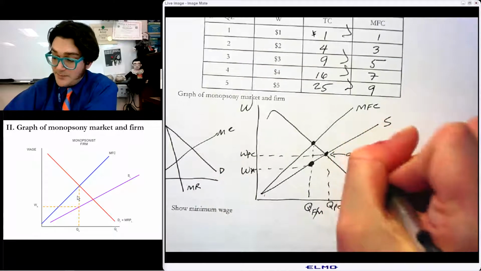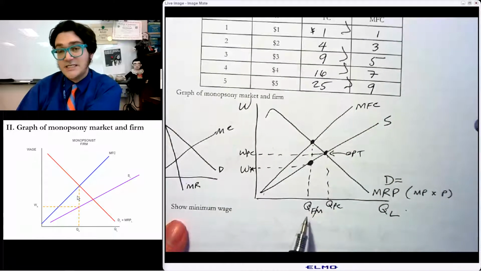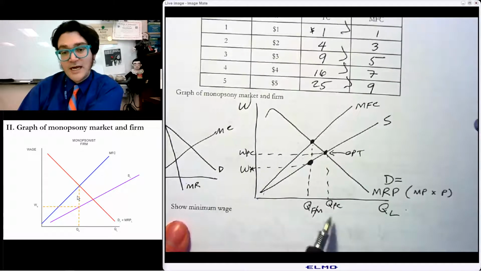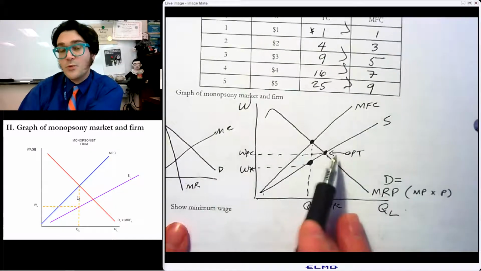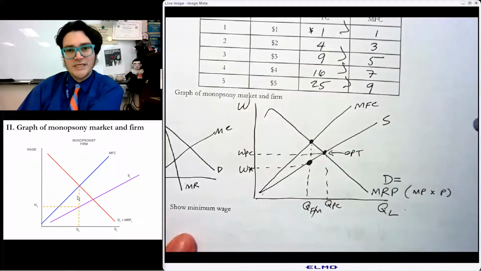So that's the optimal. So we can see that a monopsonist, these little gas stations and these markets where you have very few hirers, are going to pay a lower wage and hire too few workers compared to what they would if it were more competitive. And this is where we have some really interesting stuff.